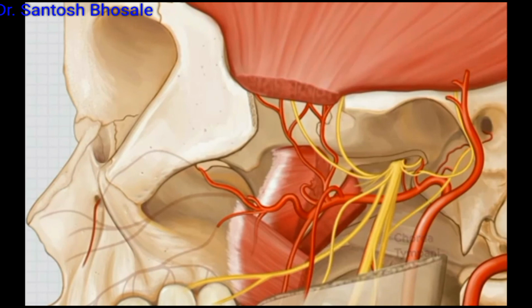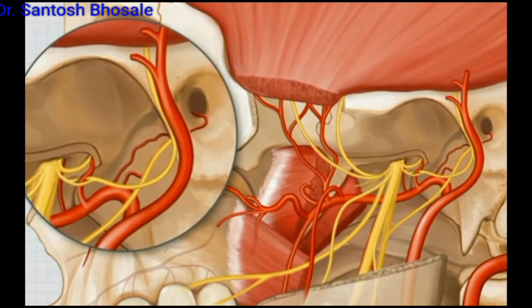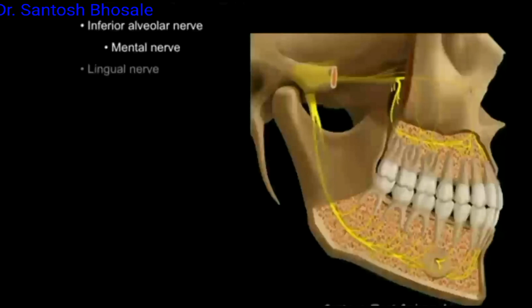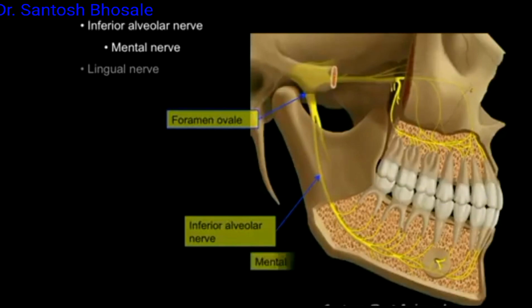It gives 3 branches, remember as ALI: auriculotemporal, lingual and inferior alveolar. You can see the auriculotemporal nerve has 2 roots surrounding the middle meningeal artery there, entering the foramen spinosum along with the meningeal nerve coming from the trunk. The auriculotemporal nerve supplies the posterior part of the temporal region and the parotid gland, and you can see the inferior alveolar nerve. It enters the mandible via the mandibular foramen and continues there. It supplies the lower jaw and will end as the mental nerve, coming out of the mental foramen.